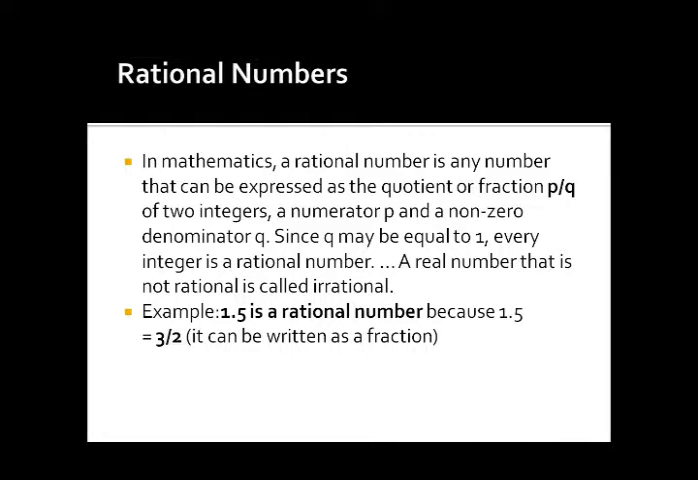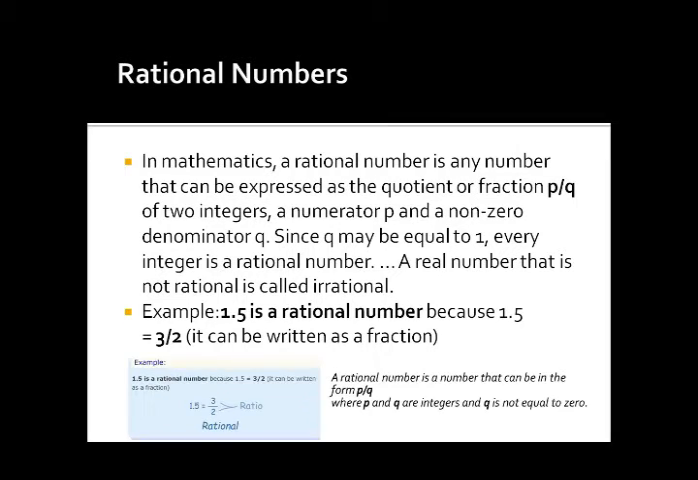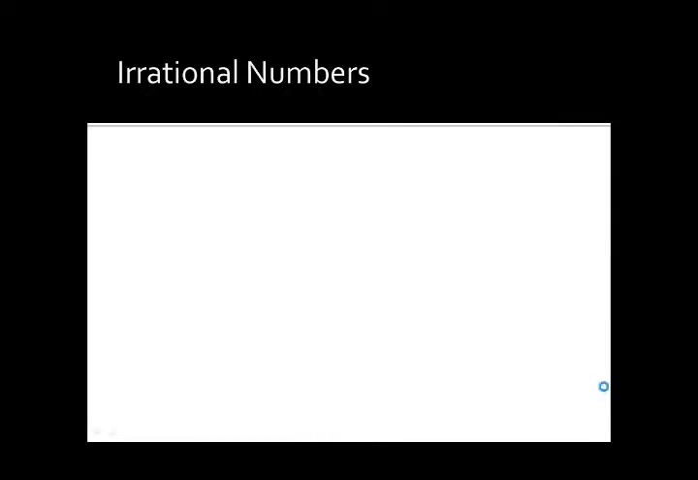So for example, 1.5 is a rational number because 1.5 is equal to 3 over 2. It can be written as a fraction, and here is the example down below. So a rational number is a number that can be represented in the form p over q, where p and q are integers and q is not equal to 0.